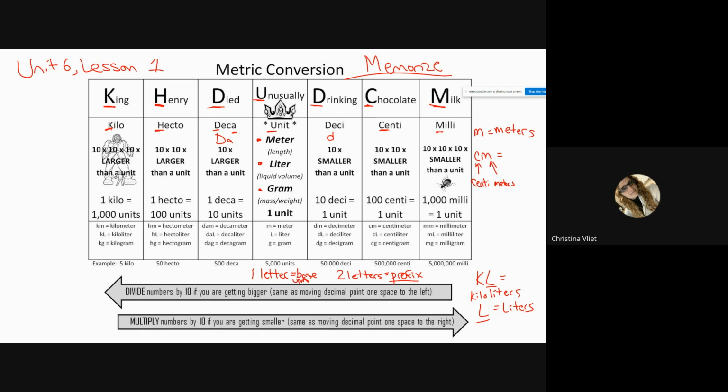But anyways, I came up with something, and you guys can move me off the stage too, but maybe it'll stick, we'll see. Instead of memorizing King Henry died unusually drinking chocolate milk, you could do King Henry dabbed unusually drinking chocolate milk, you know, like dabbed. So the idea is that if we incorporate that, then you would know it's DECA. Danced unusually. It works.